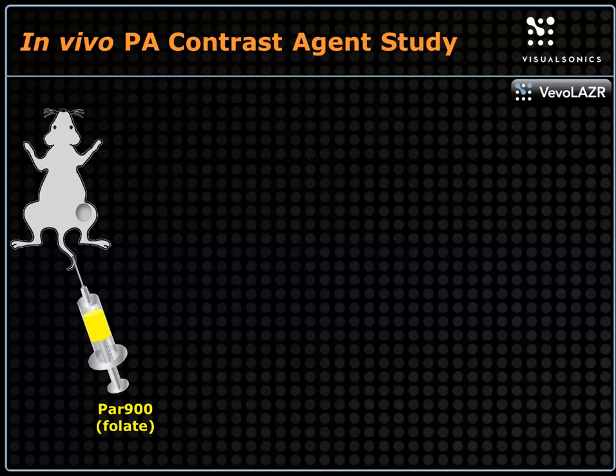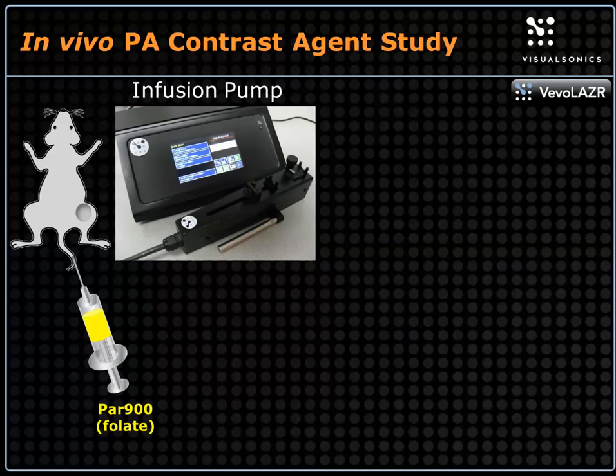Okay, let's start the experiment here. So we imaged the animal already before the injection because we want to have a baseline. Now we inject the PAR 900, the folate targeted particles.